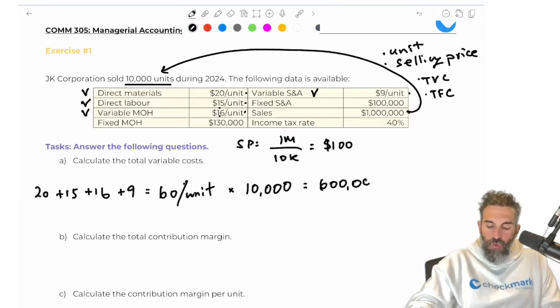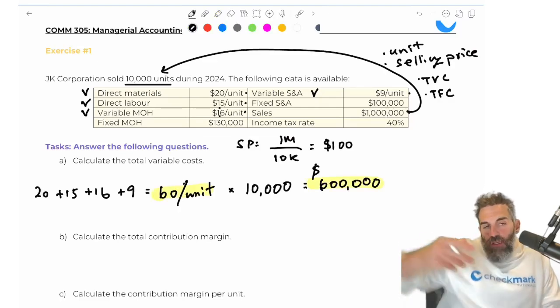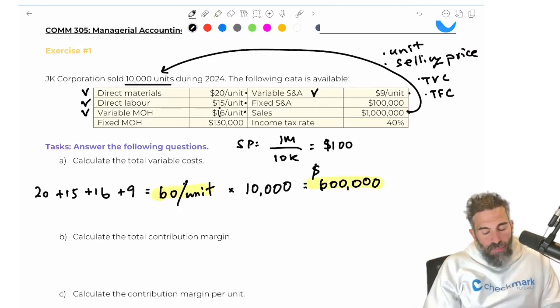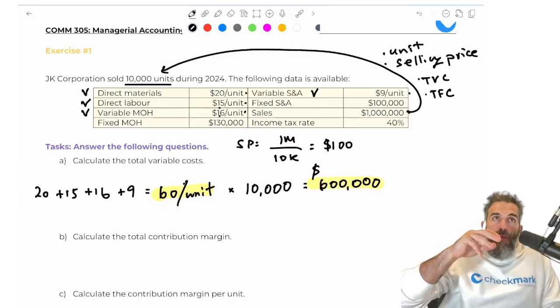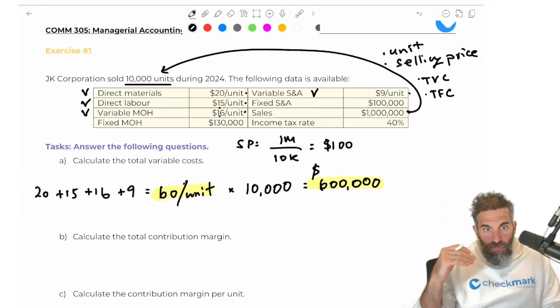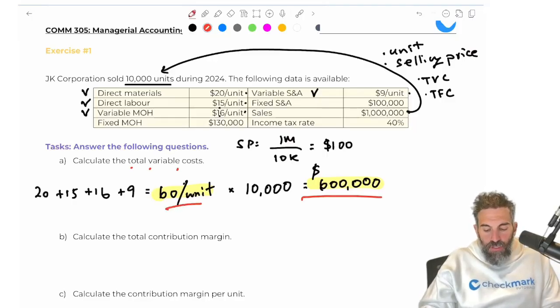So having your total variable cost and your variable cost per unit is very useful. Now, keeping in mind that on an exam you don't have unlimited time, I don't want you guys necessarily to start off by finding every single thing. So here, for example, I need the total variable cost. I needed to do it this way.